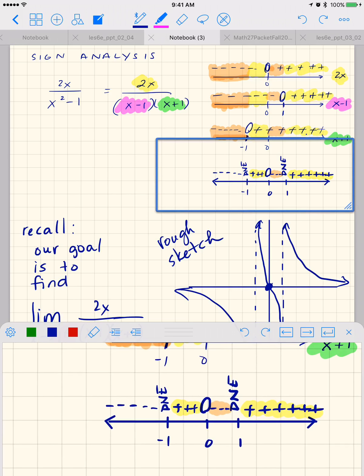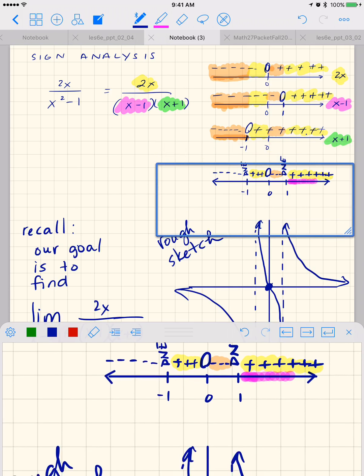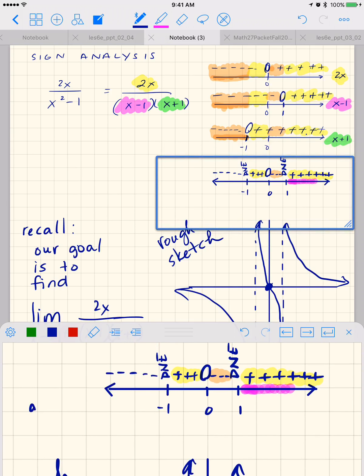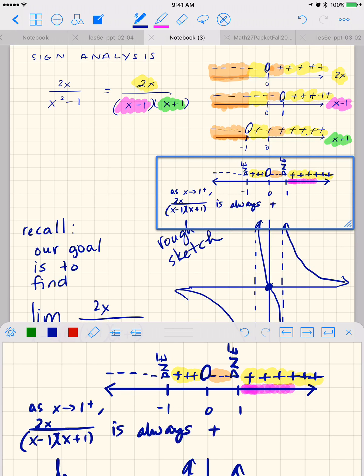Let me put a zoom in window here. We're looking at values here. And as x approaches 1 from the right, 2x over (x minus 1) times (x plus 1) is always positive. Do you see? It's always positive. So what that means is that our limit has to be plus infinity.